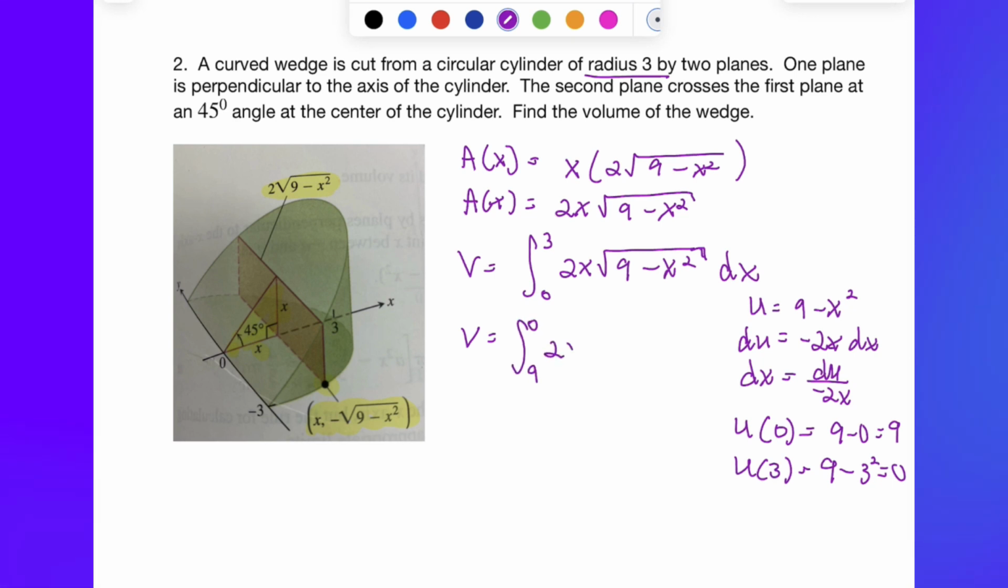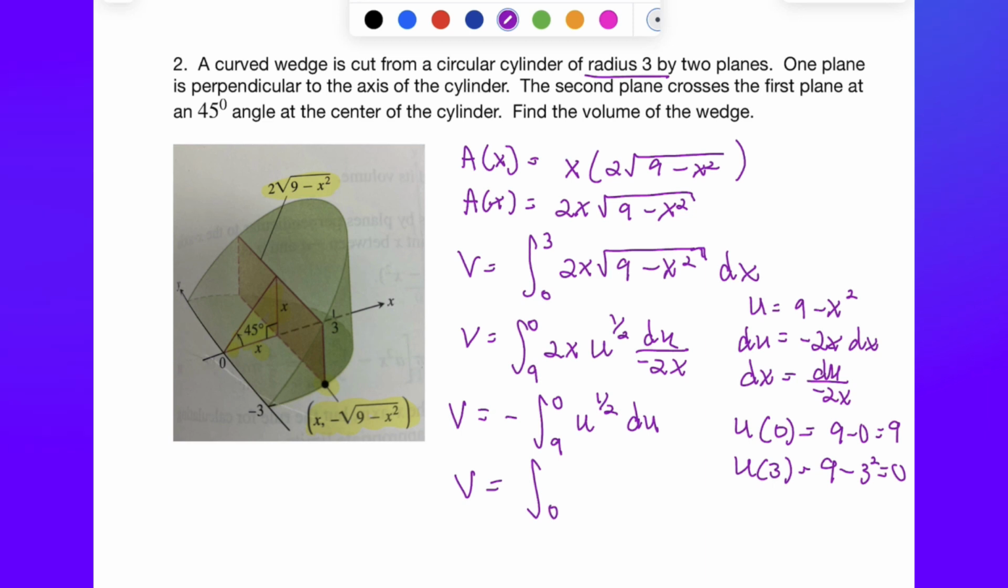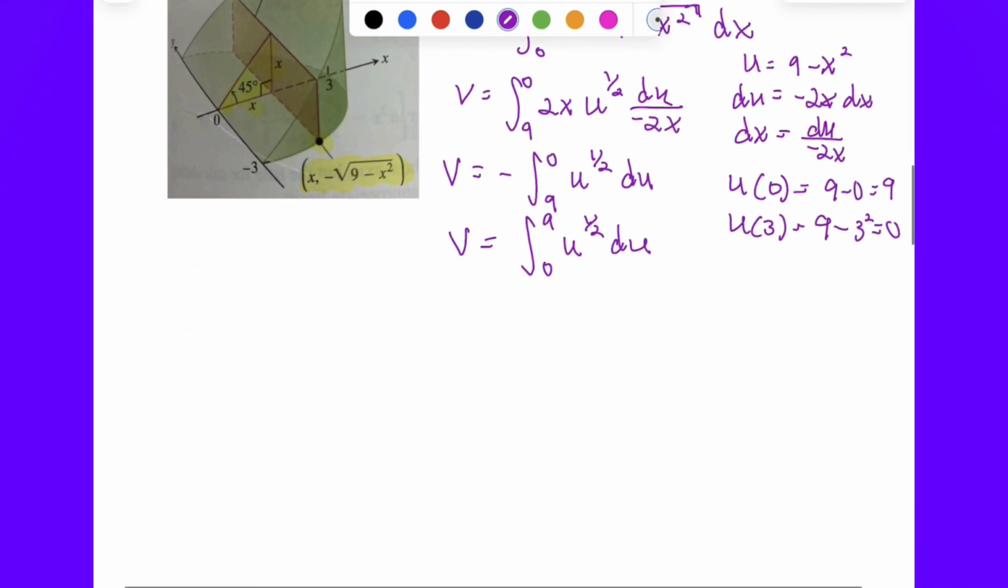Okay, and then I'm going to replace my u, and I'm going to rewrite the square root as u to the 1/2 and the du over 2x. Now notice the two x's cancel each other out, and I'm left with negative the integral from 9 to 0 of u to the 1/2 du. Remember, we cannot integrate when our upper bound is smaller than our lower bound, so we flip that over and negate it. So I end up with the integral from 0 to 9 of u to the 1/2 du.